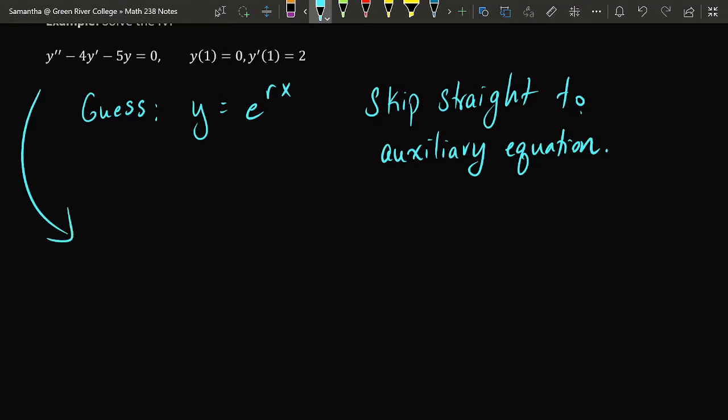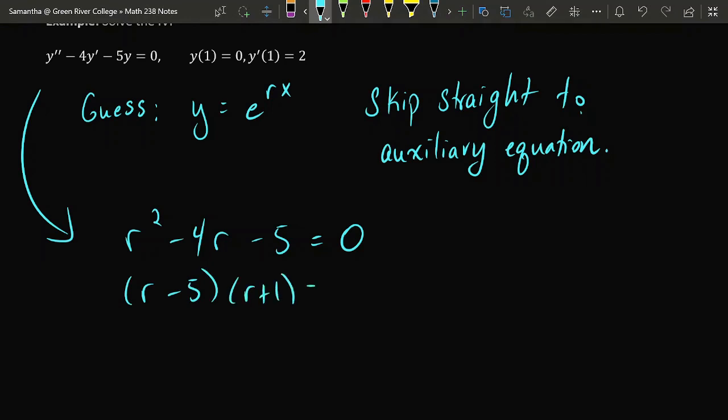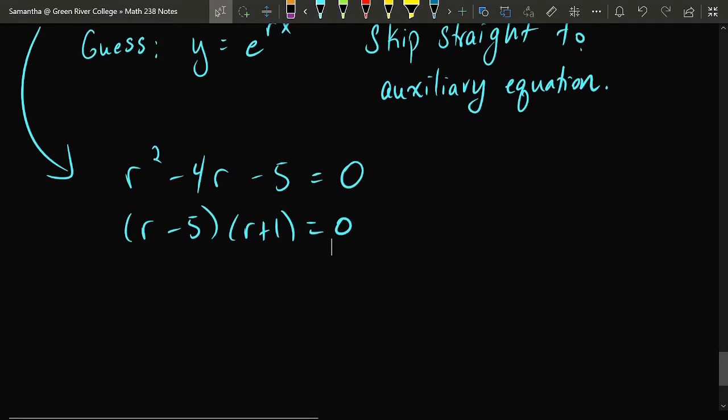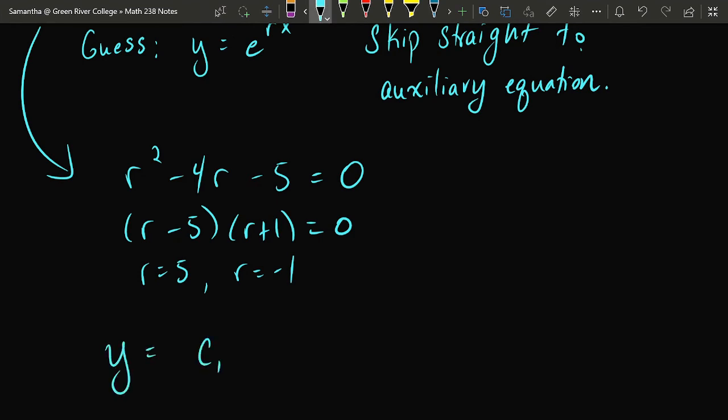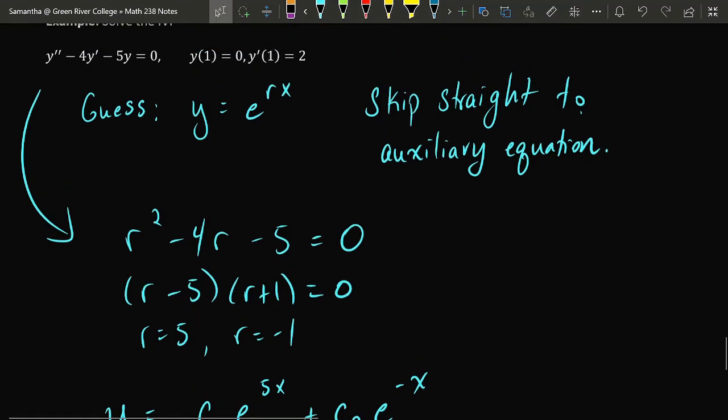Note that y double prime is just going to become r squared, y single prime will become just r, and the y will become basically nothing, and only the constant will come to the next line. So r minus 5, r plus 1 is how we can factor the polynomial on the left, which gives us r equals 5 and r equals negative 1. And therefore our general solution has the format c1 e to the 5x plus c2 e to the negative x. This would be our general solution to the ODE.